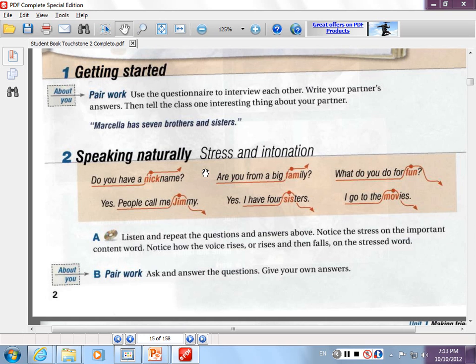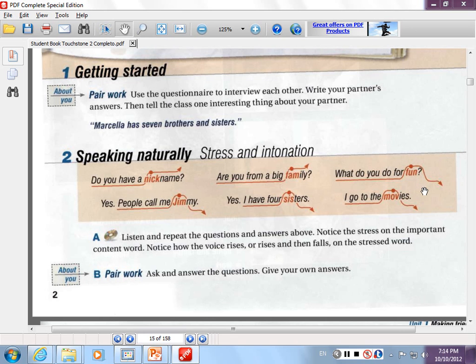Now let's try it with the stress and intonation. Do you have a nickname? Okay, so as you can see, my voice rised. My voice went up. So to show the importance of this word. Let's try with the second one. Are you from a big family? Again. Okay, so those two questions end with a rising voice. While the others, we start with the normal voice, then we continue, then our voice goes up to this point, then it goes down.